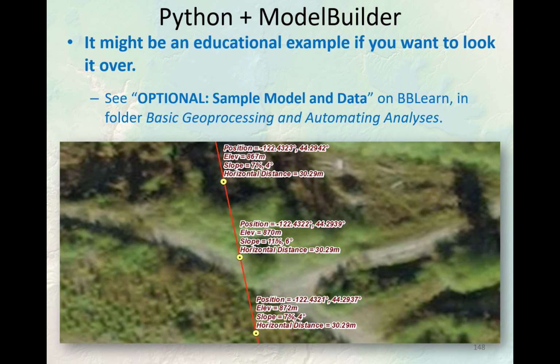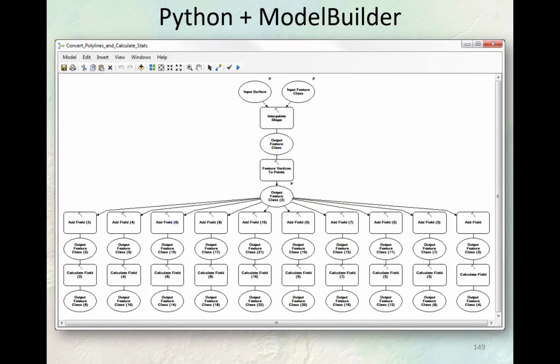So if you're interested and want to see an interesting example, this is what it would do. You draw that red line, hit go, and the tool would create the points, and for every point it would give you the coordinates, the elevation, the slope, and the horizontal distance traveled. That's kind of neat. And here's a picture of that model.